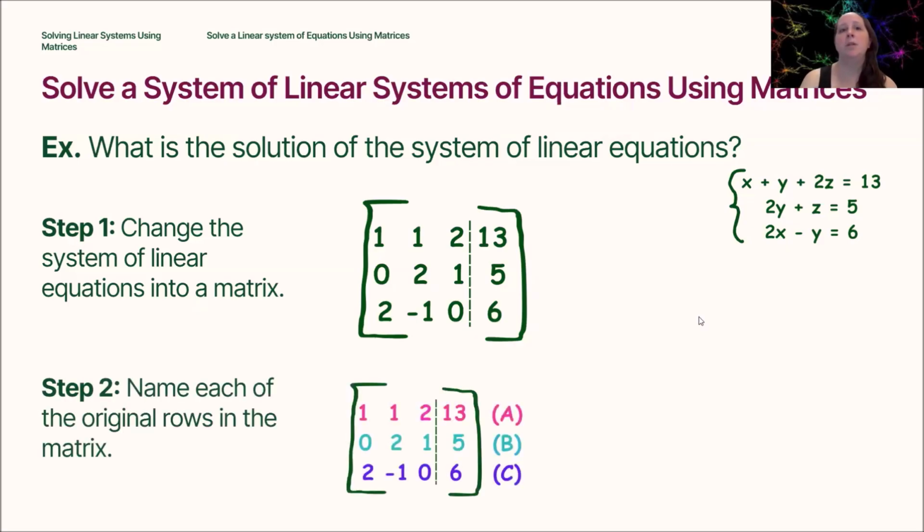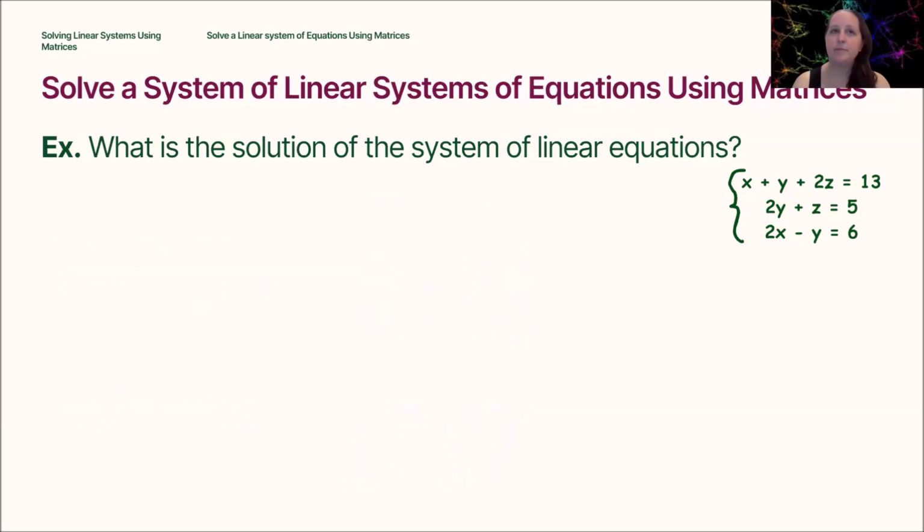Now I'm going to start manipulating. I'm going to rename each of my original rows in the matrix, so I have A, B, and C. From there, I'm going to manipulate them, either by multiplying, dividing, adding the rows together, or switching rows to get this into reduced row echelon form.